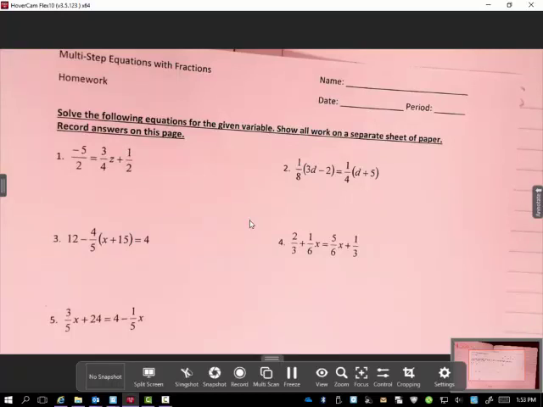Is everyone clear on the directions? Yes, ma'am. All right. If you need a sheet of notebook paper, there's some up here. You can come grab it. Otherwise, put your things away.